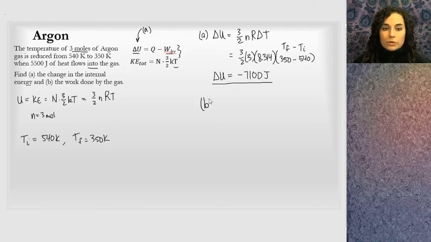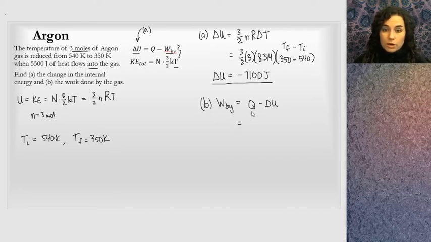Part B, we're going to apply actually the first law of thermodynamics. It says, what is the work done by the gas? So I'm going to solve this equation for work by. Work by equals Q minus delta U. There's a little bit of algebra here. Move this over here, move that over here. We keep the negative sign. So I'm going to plug in what I know.